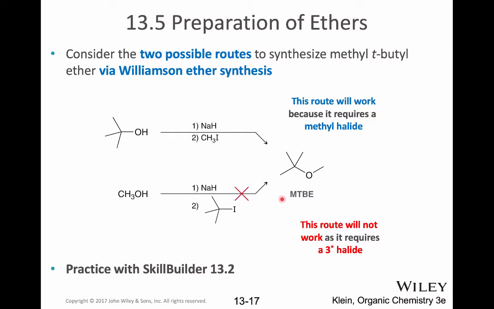So when you try to make ethers by the Williamson ether synthesis in a retrosynthetic sense, when you go retrosynthetically, you want to use the less substituted alkyl group as the alkyl halide, and you want to use the more substituted alkyl group as the alcohol.